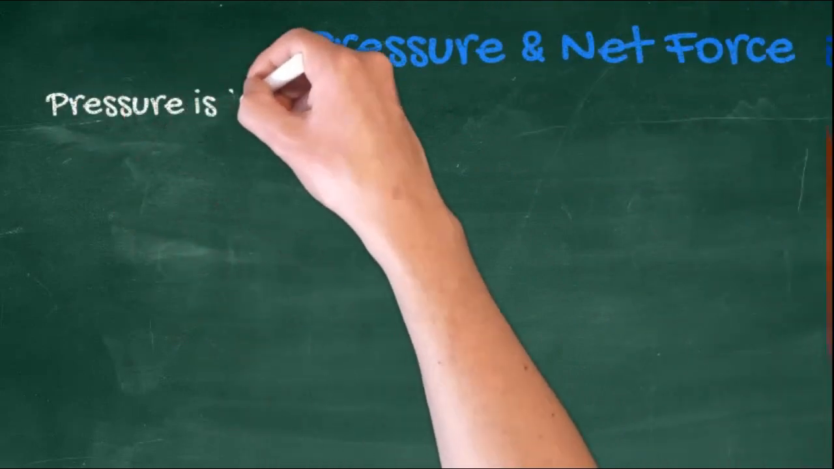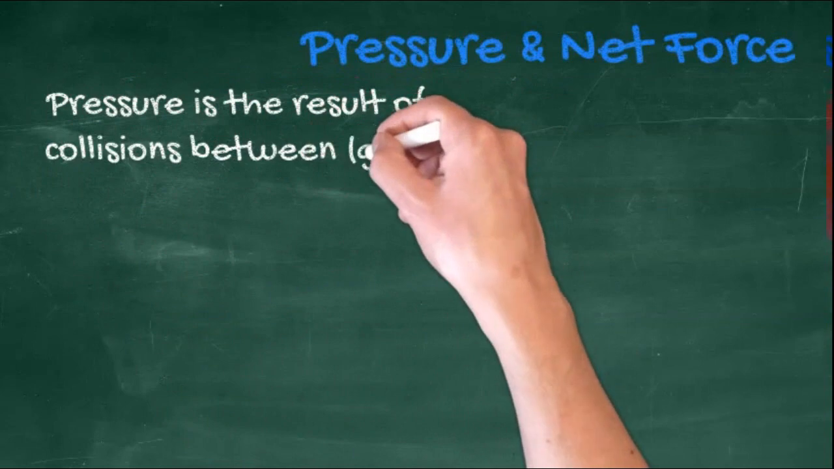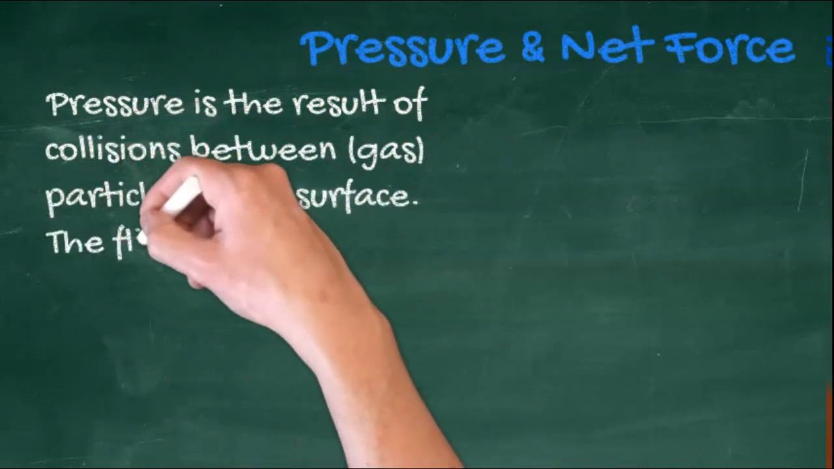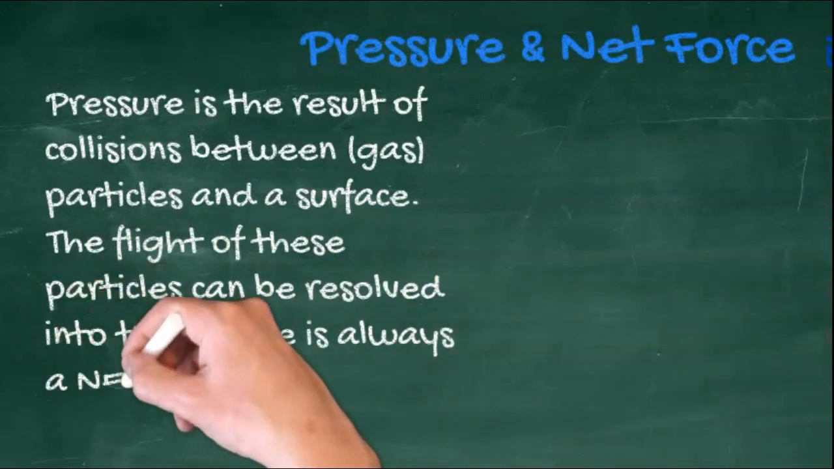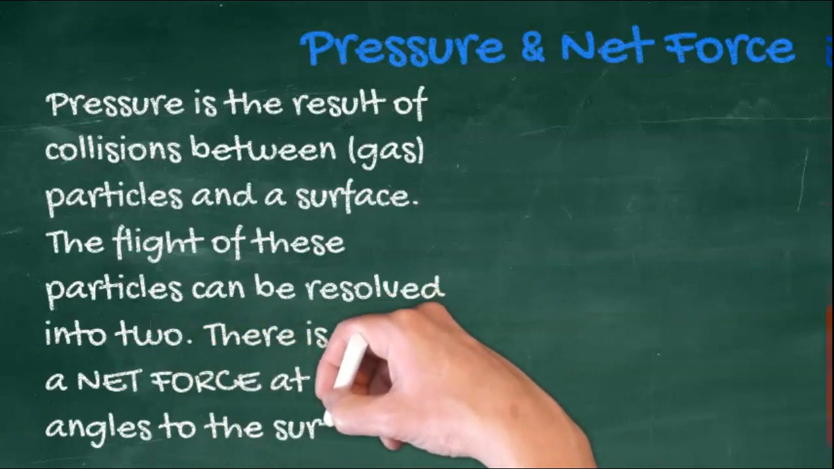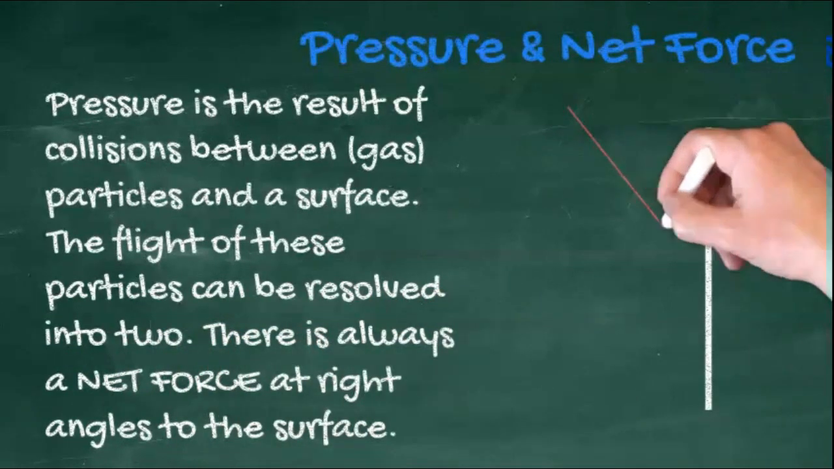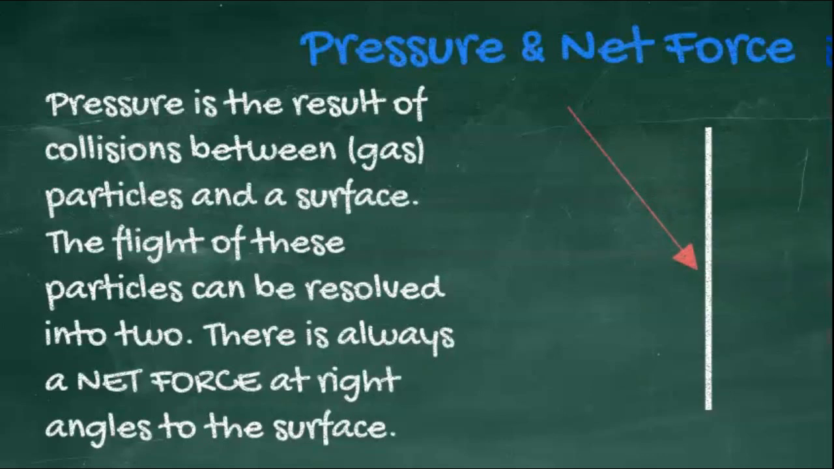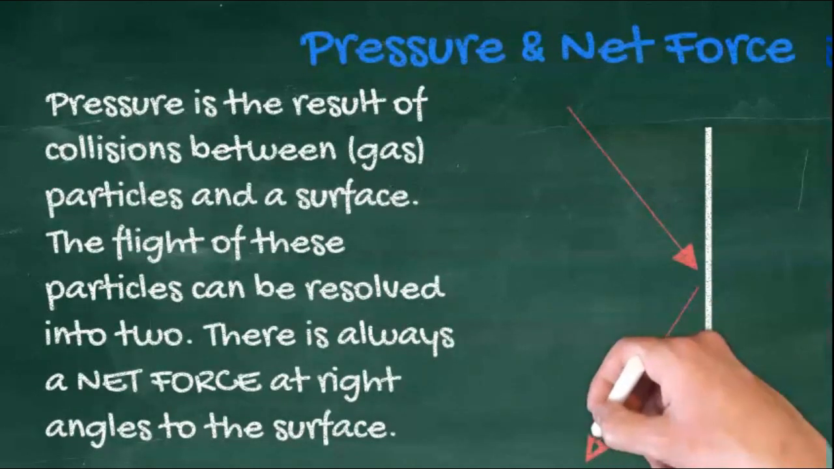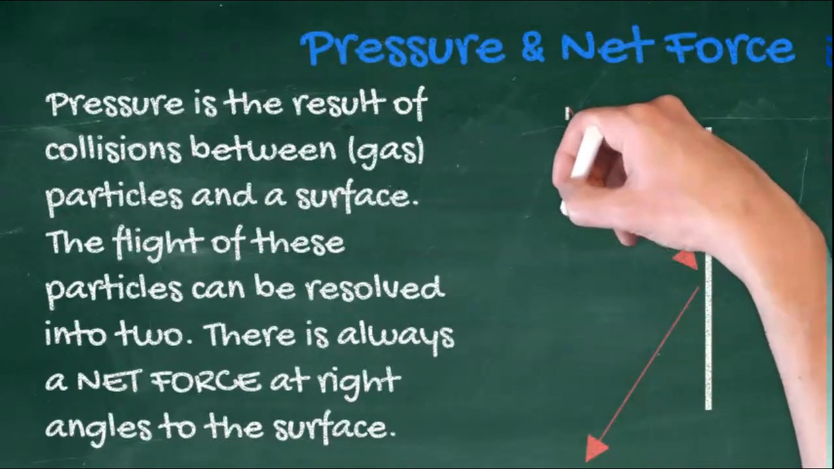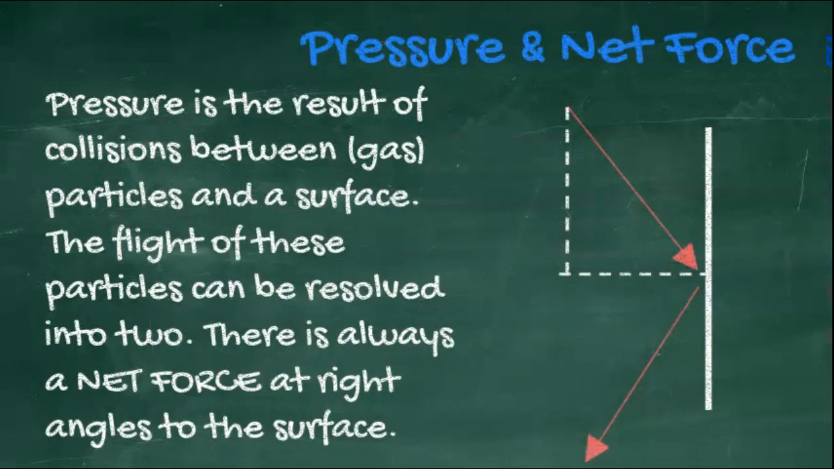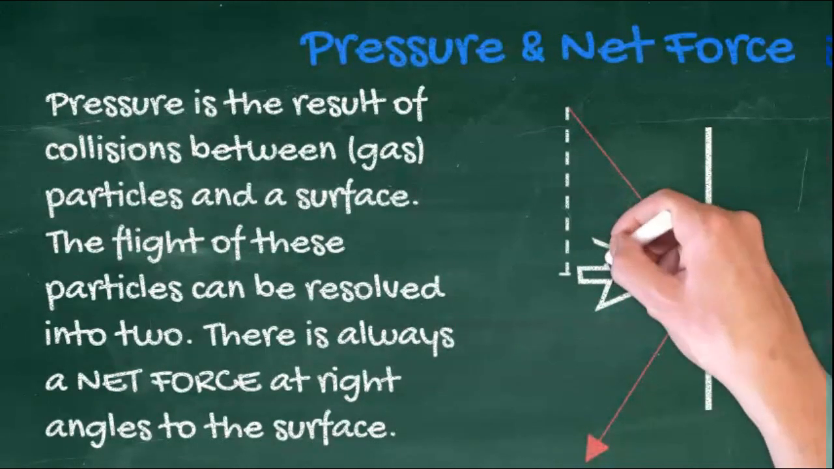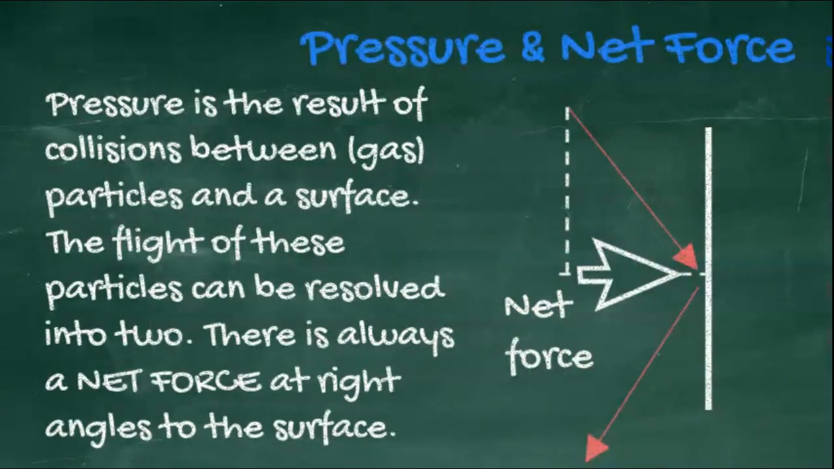Pressure is the result of collisions between gas particles and a surface. The flight of these particles can be resolved into two components, and there is always a net force acting at right angles to the surface. This arrow represents one particle colliding with the wall of a container. The particle bounces off the wall, it is reflected. This flight path can be resolved into two vectors, one parallel to the wall and one perpendicular to the wall. It is this perpendicular line that represents the net force which acts at 90 degrees.